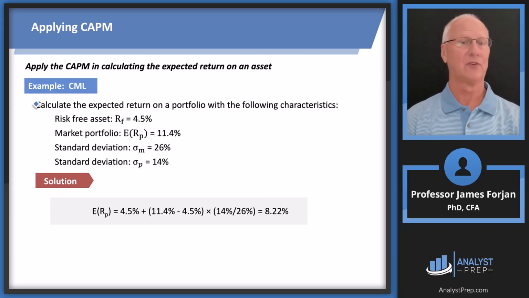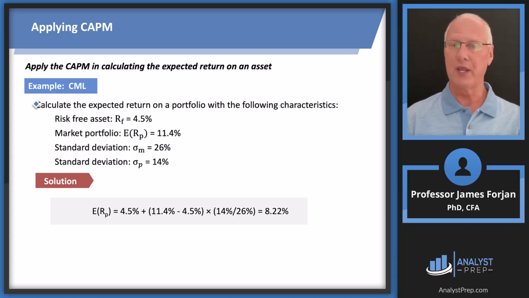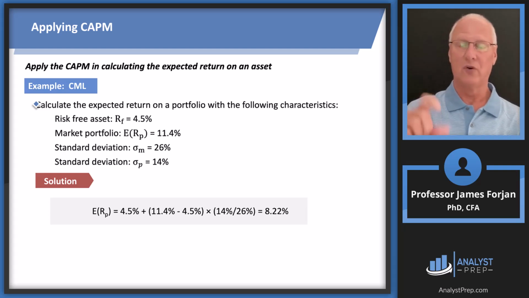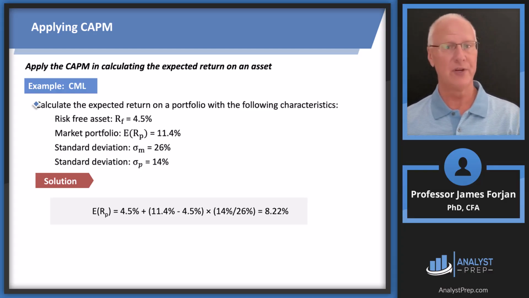Now, how about if we're asked to do something similar, but we're not given beta, we're given standard deviation. So here we have some extra information in the question stem. Risk-free 4.5%, market portfolio 11.4%, but the standard deviation of our portfolio is 14%. The standard deviation of the market portfolio is 26%. So in relation, our portfolio has less risk than the market portfolio. Therefore, we should expect less of a return.